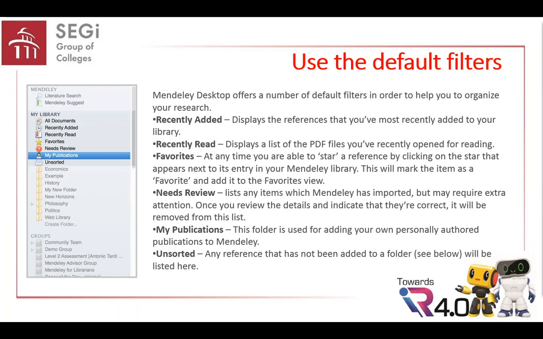Basically, you can use the default filters that are available here. You have Recently Added, Recently Read, Favorites, Needs Review, My Publications, and Unsorted. So if you don't sort them into a group, it might fall under Unsorted. If you mark it as a favorite, then it falls under Favorites. So you can arrange your library, even though it is a lump of documents or a bunch of documents that you have in your system.